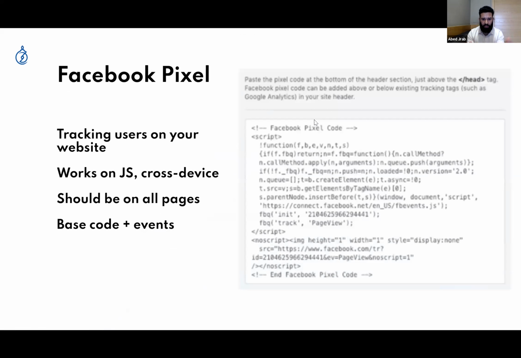So in terms of the pixel, obviously, as I said, guys, yes, it's an analytical tool, but technically it's a code. It's a piece of code that's going to be provided by Facebook so that I can add to my website. And obviously the use of it is to track users on your website, and then retarget them on Facebook and Instagram. So it is a JavaScript code, and it works on multiple devices, of course. It should be on all pages, and that is something super important.